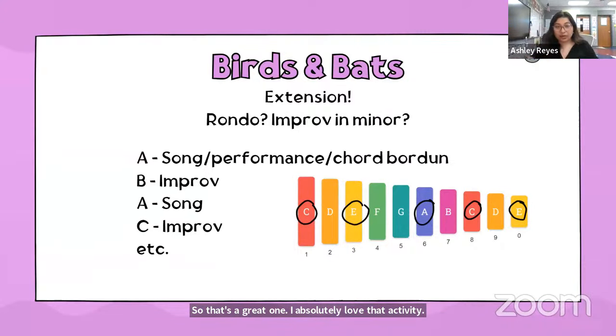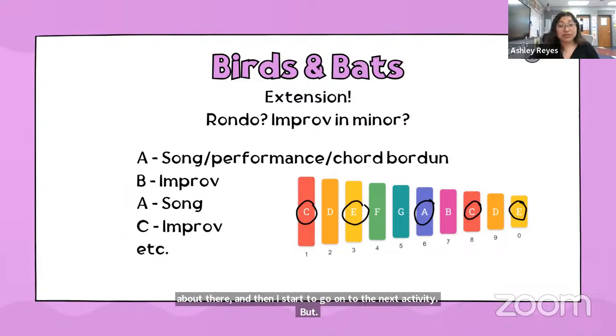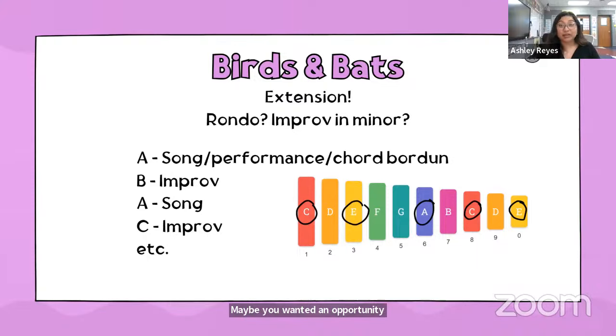If you wanted to keep going with this, I usually stop about there and then I go on to the next activity, but if you wanted to keep going, maybe you wanted more work on those barred instruments, maybe you wanted an opportunity to improvise in minor, which we don't always get to do that often. What I would suggest is using that song, that verse, as your kind of A section. And then in the B section, we can use that A minor as an opportunity to improv.